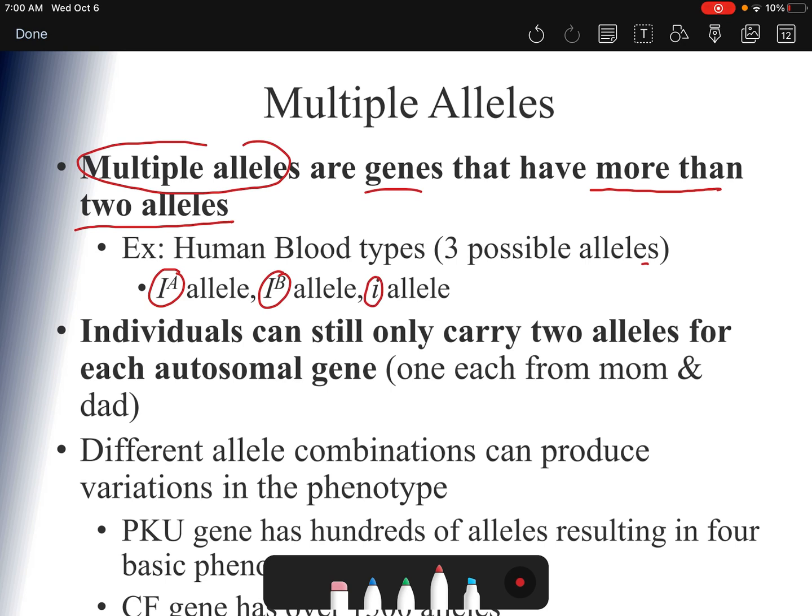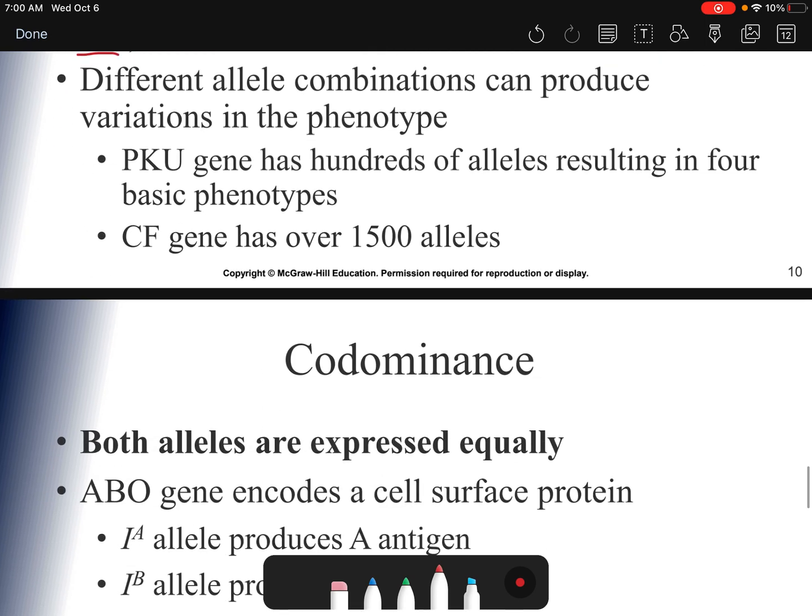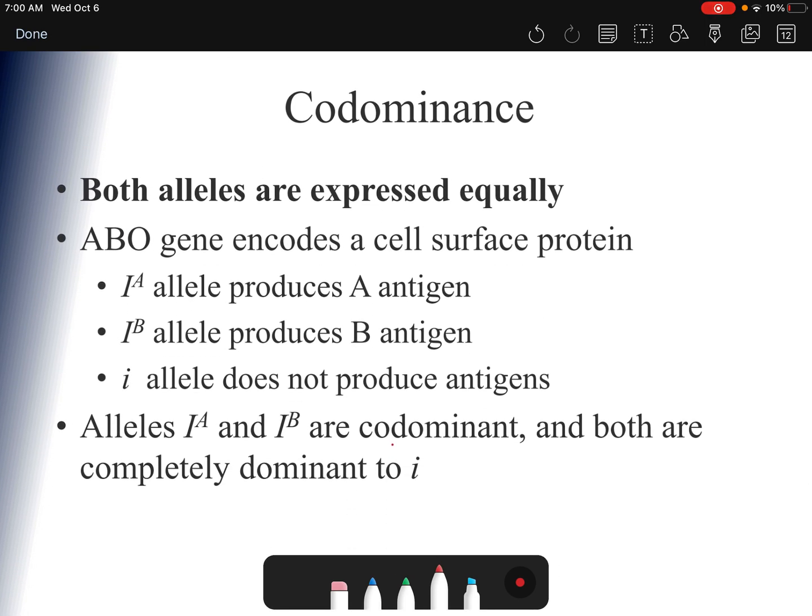Okay? The thing to remember is even though there's multiple alleles to choose from, individuals can only carry two alleles for each gene. Okay? You get one from mom and one from dad. So you can still only inherit two genes at a time. All they're saying is that there's more than two available. Okay, there's more than two out there. And so things like PKU and cystic fibrosis actually have lots of different alleles, many alleles that could code for that particular condition.